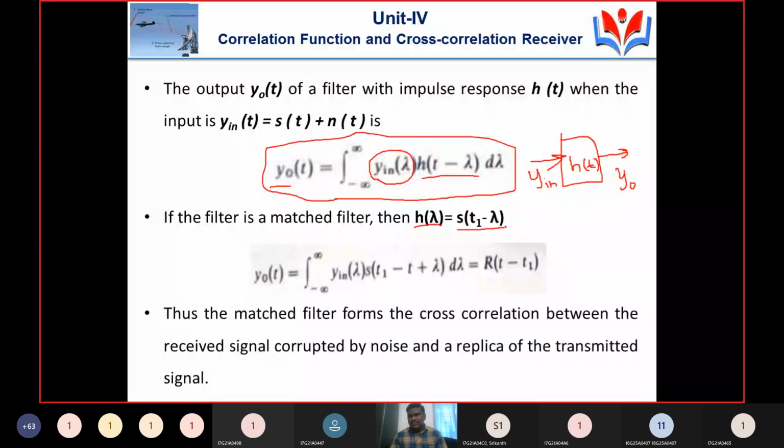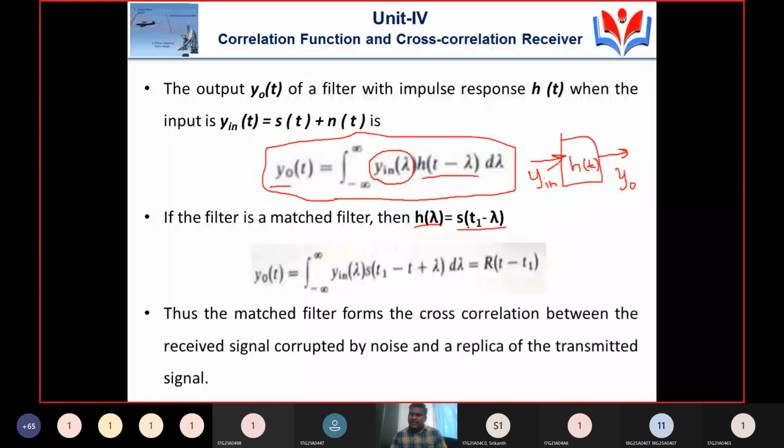The input signal is the same as h of t, as a replica. So this h of lambda we are going to take as s of t1 minus lambda. Why have we taken this one? Because we already have seen in the previous figure, y of t and h of t are both the same, as a replica. So we have considered this h of lambda as s of t1 minus lambda.